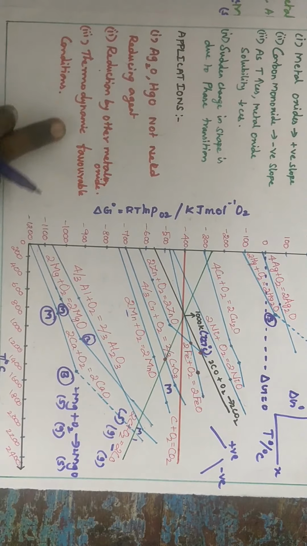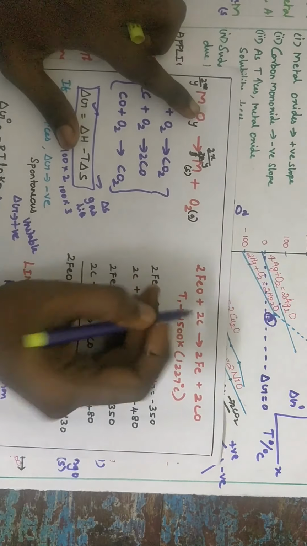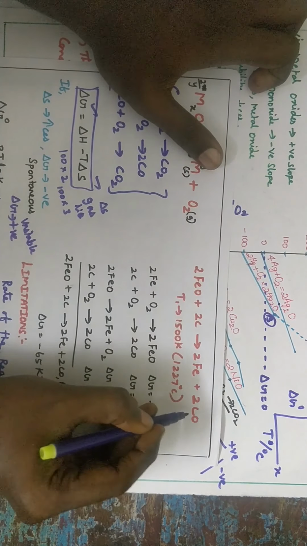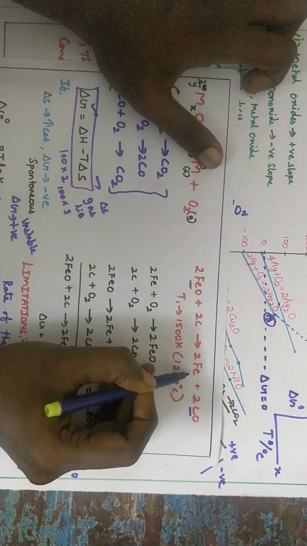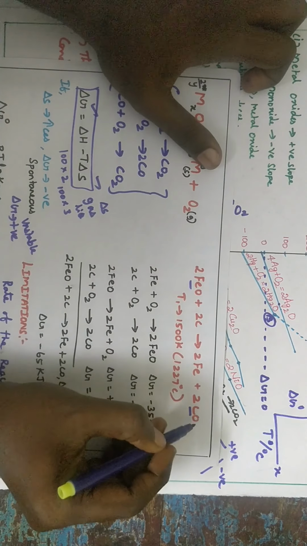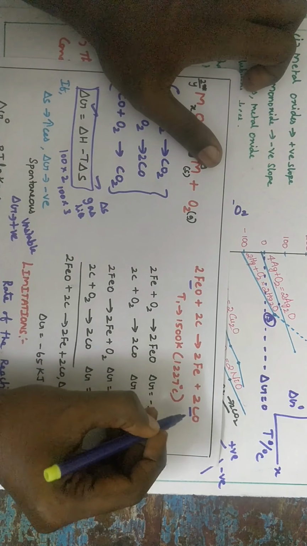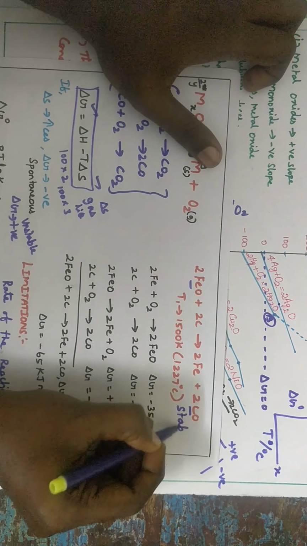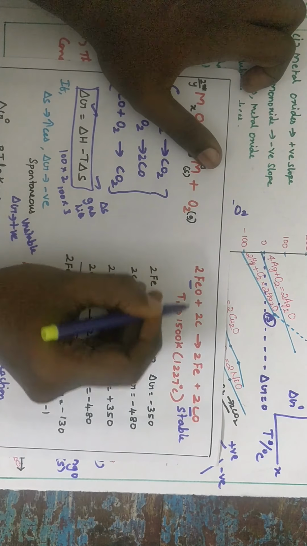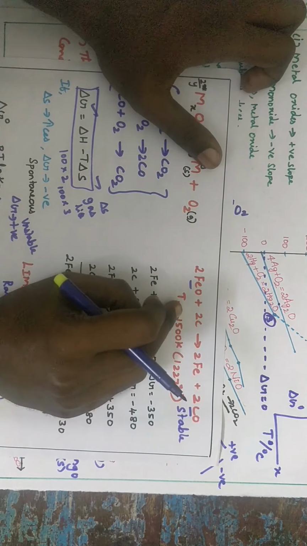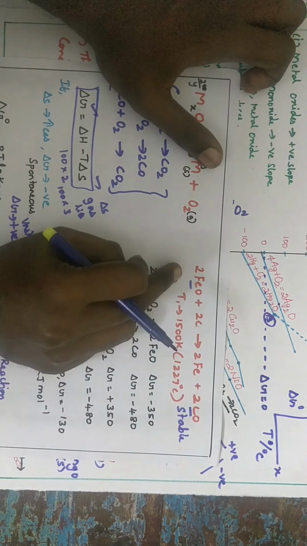Third, he mentioned thermodynamically favorable conditions. In this example, you take iron oxide and carbon monoxide. Iron oxide reacts with coke to form iron plus carbon monoxide. We will find out only about carbon monoxide. If carbon monoxide is stable, it undergoes the forward reaction. If FeO is stable, it undergoes the reverse reaction. So we need to concentrate only on carbon monoxide, not on FeO.